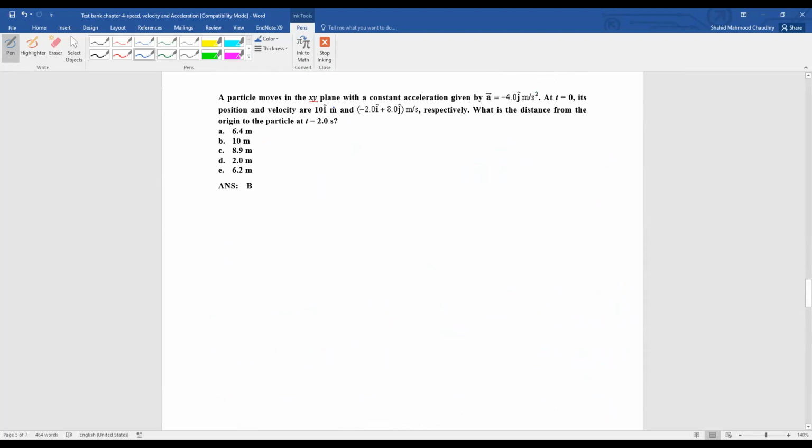A particle moves in the xy plane with a constant acceleration. Here the constant acceleration value is minus 4j. This is acceleration. At t equal to 0, the position and velocity are: this is the position, xi is 10i in vector form, and the velocity vi is minus 2i plus 8j.